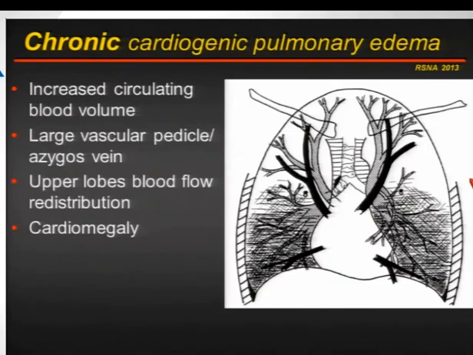In chronic cardiogenic pulmonary edema, we're usually dealing with increased circulating blood volume, thus the large vascular pedicle and azygos vein can be seen, and there is upper lobe blood flow redistribution and very frequently cardiomegaly due to the chronic nature of the problem.